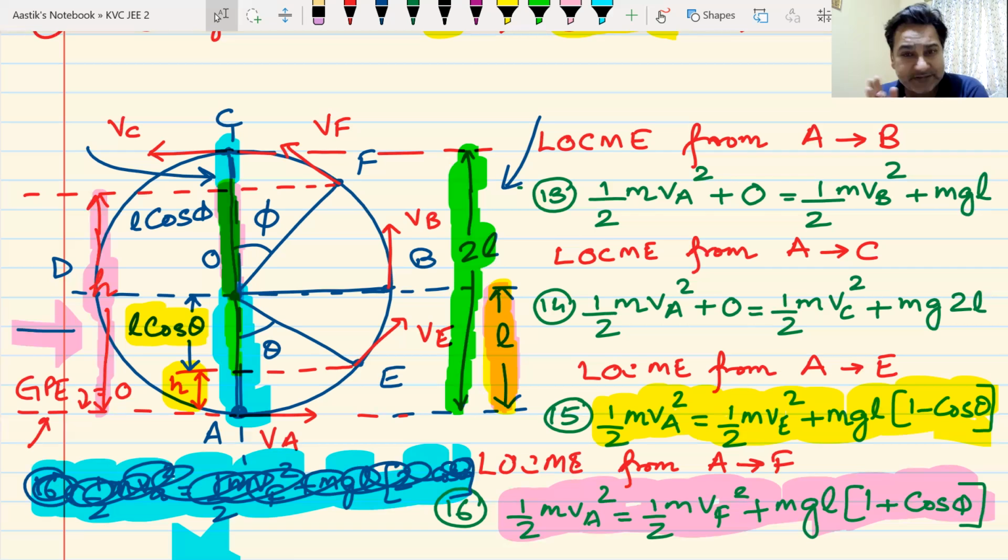So out of the 16 equations, we will not be using all 16. We will be using only which ones are required. Let us now not waste any time. We have wasted a lot of time today. Let us not waste any more time, and let us begin today's class.